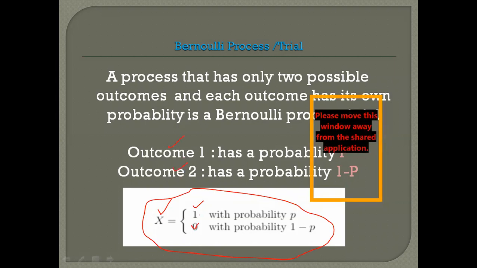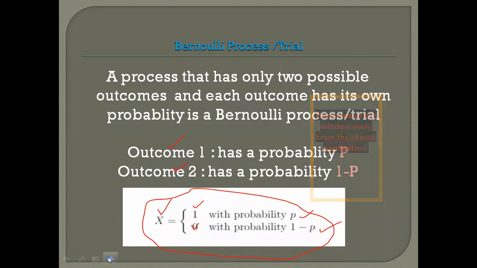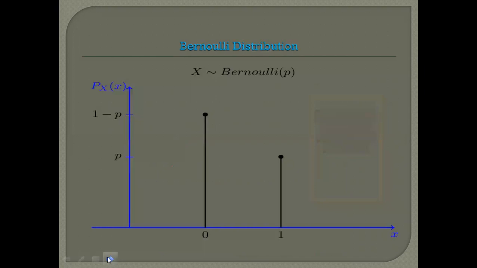Okay, so this is the outcome one. It has a probability of p, right? And outcome zero has a probability of 1 minus p. And you know that when we combine the probabilities of 1 and 2, it should come up to 1, right? So this is a Bernoulli process. Once you understand the Bernoulli process, then we have a Bernoulli distribution.